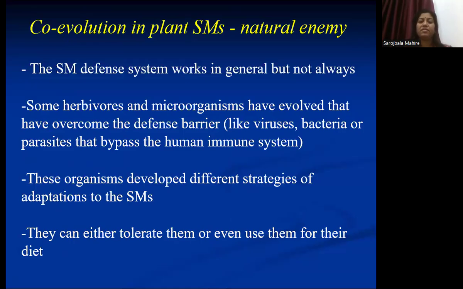Secondary metabolites in plants, these things can work in general but not always. Some herbivores and microorganisms, like viruses, bacteria, and parasites, have evolved to overcome the defense barriers and bypass the immune system. These organisms develop different strategies of adaptation to secondary metabolites. They can either tolerate them or even use them for their diet.